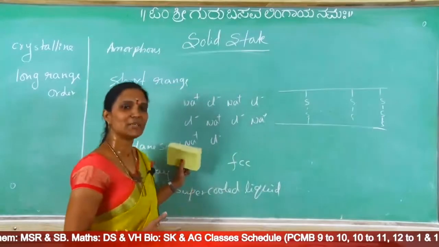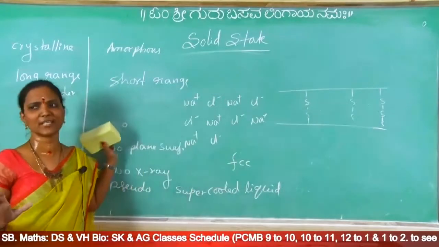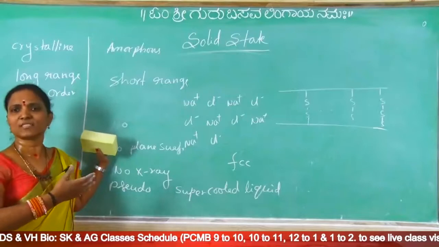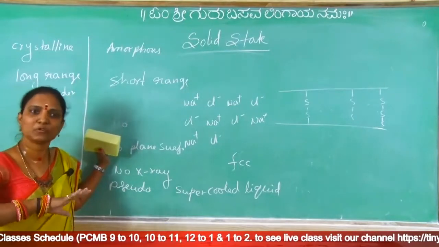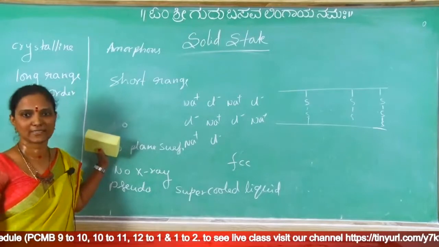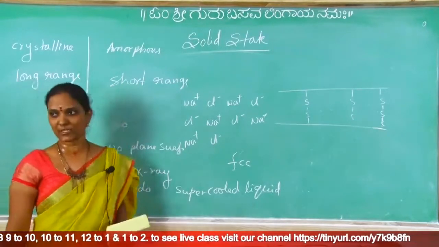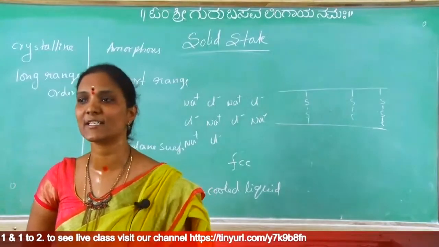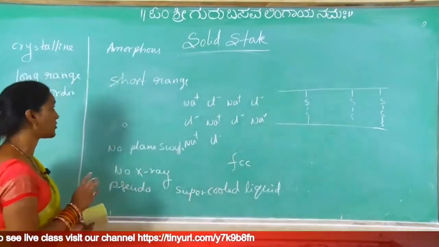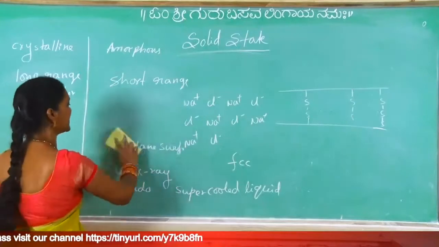So long range order means perfect arrangement throughout the crystal. Short range order means sometimes regular, sometimes irregular, the whole substance is not in an exact structure, that is short range order. So which one has short range order? Amorphous. And long range order is crystalline. So crystalline has long range order, amorphous has short range order.